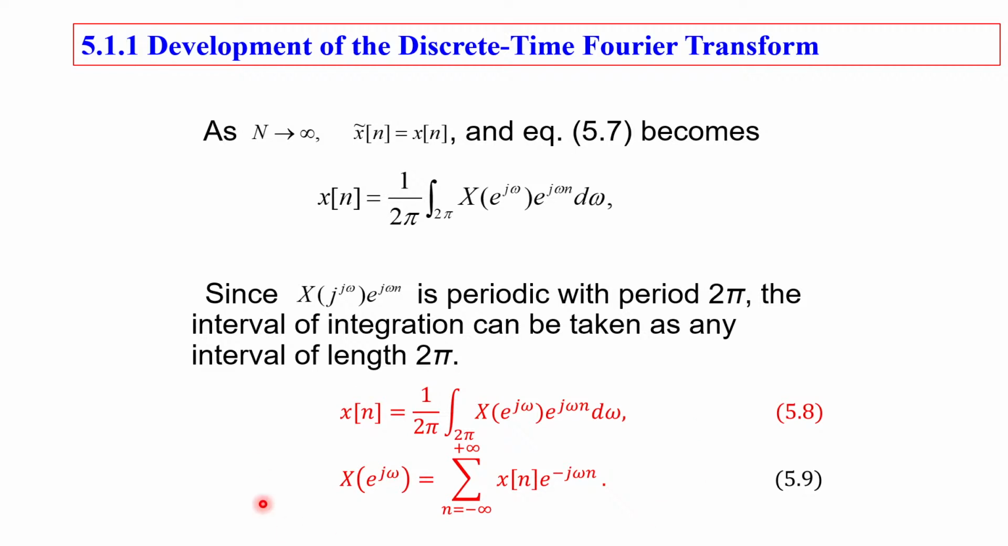Those two equations are our Fourier transform pair for discrete-time signals. So x of n equals 1 over 2 pi times an integration over an interval of 2 pi of big X of e to the j omega times e to the j omega n d omega, and big X of e to the j omega equals the summation from n equals minus infinity to infinity of x of n e to the minus j omega n.